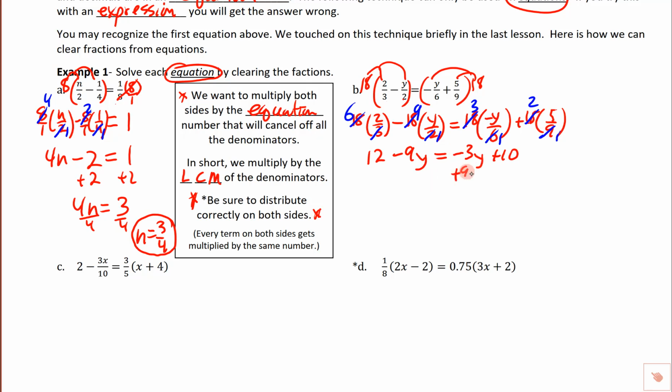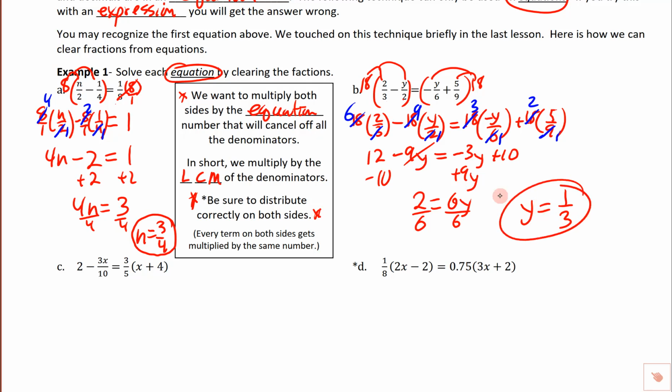So I'm going to add 9y to this side. I'm going to cross it off from there. I'm going to subtract 10 from this side. So I end up with a 2 on this side. And we end up with, let's see, what have we got here? We end up with a 6y. Yep, I think we're good there. So then we'll divide by 6, and we end up with y is equal to, this reduces to 1/3. So we go ahead and circle that, and we are all set.